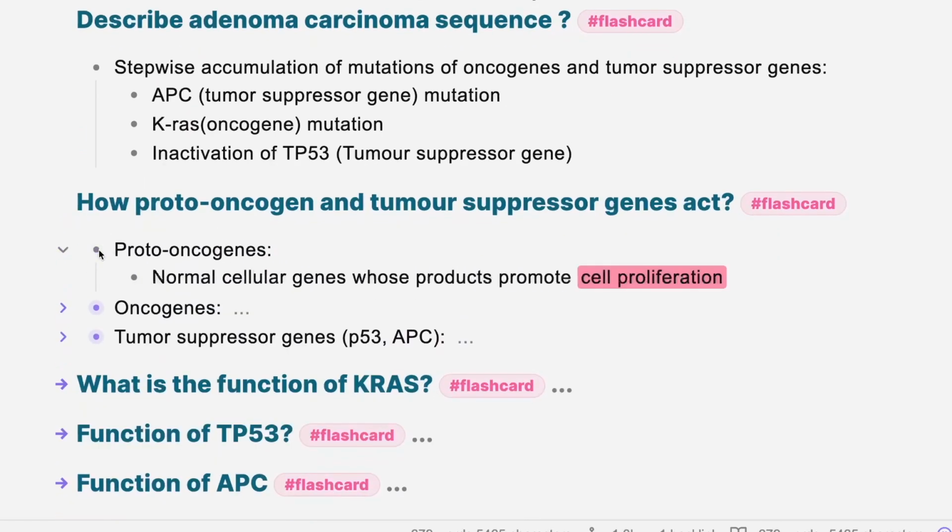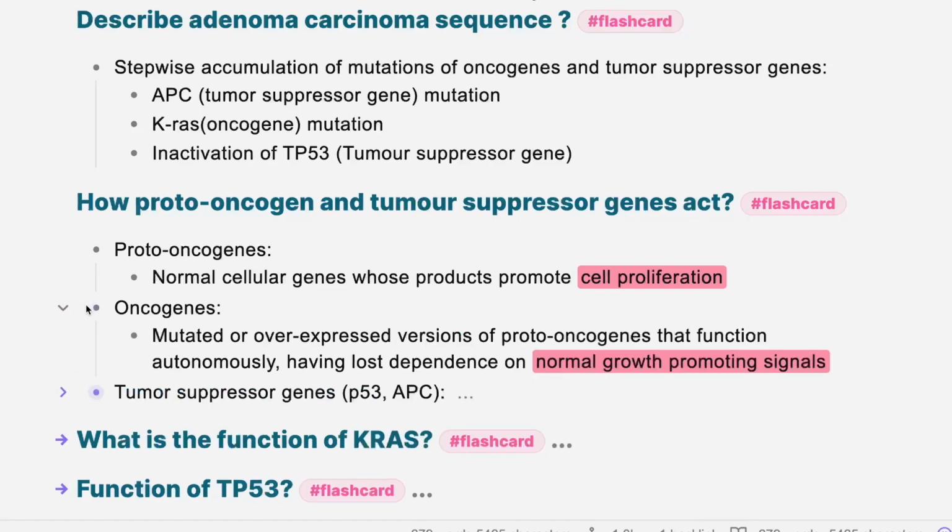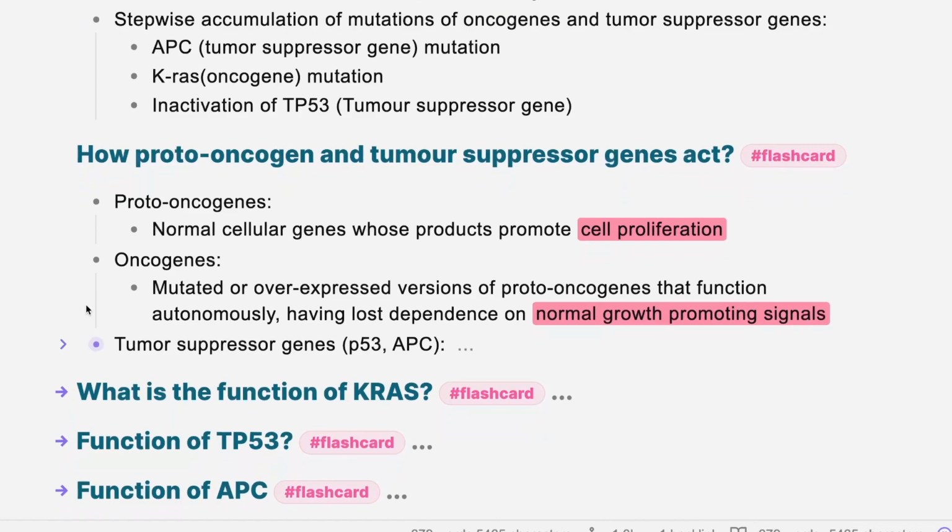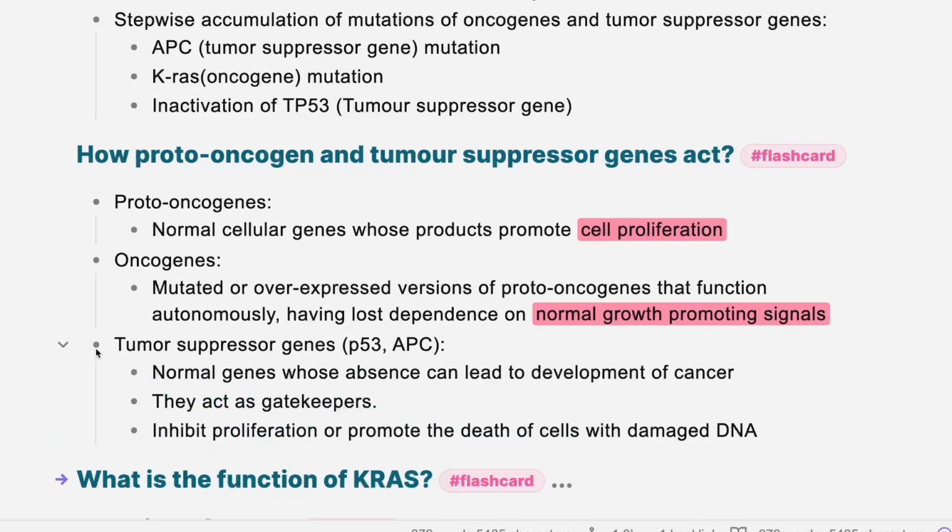Proto-oncogenes, as you can see here, normal cell response for cell proliferation. But in this type, we're maintaining the differentiation of the cells. Oncogenes, we lost differentiation because they are mutated proto-oncogenes or overexpressed proto-oncogenes. Tumor suppressor gene, P53, they are the gatekeepers. They do DNA repair and activate apoptosis.